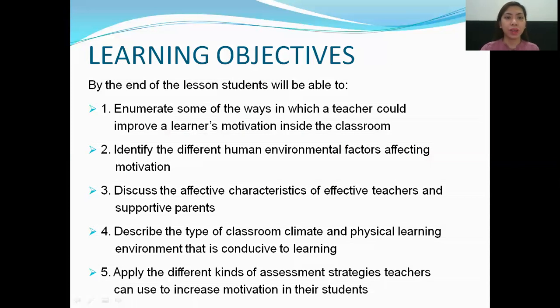Second is to identify the different human environmental factors affecting motivation. Third is to discuss the affective characteristics of effective teachers and supportive parents. Fourth is to describe the type of classroom climate and physical learning environment that is conducive to learning. And fifth is to apply the different kinds of assessment strategies teachers can use to increase motivation in their students.